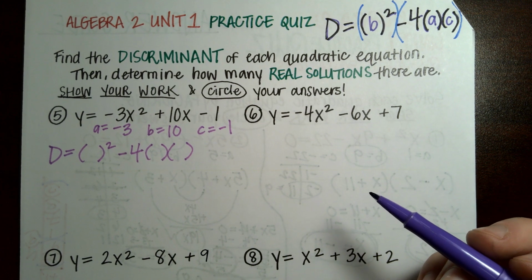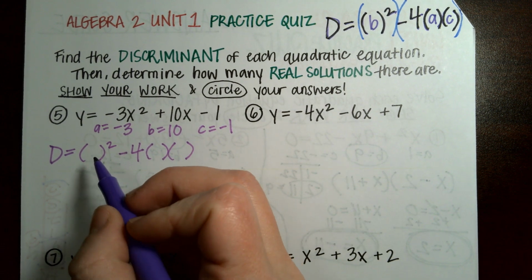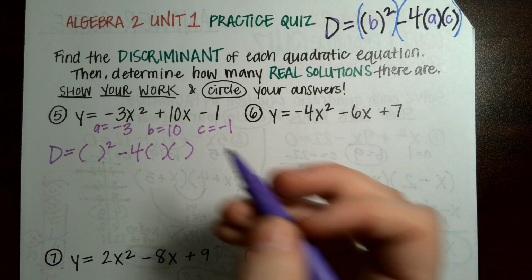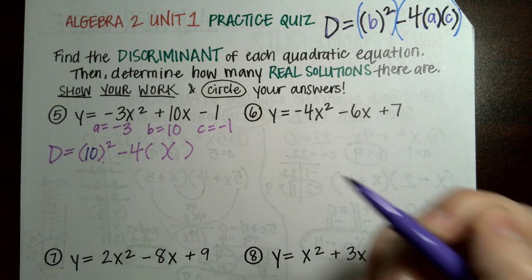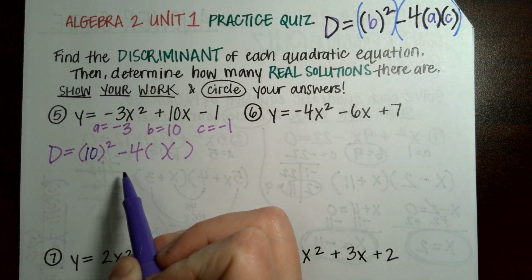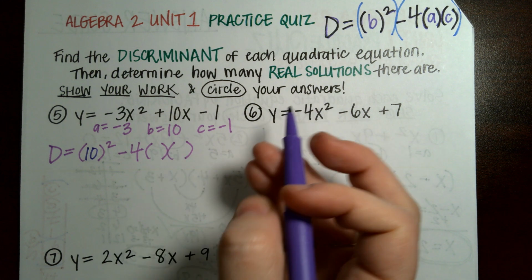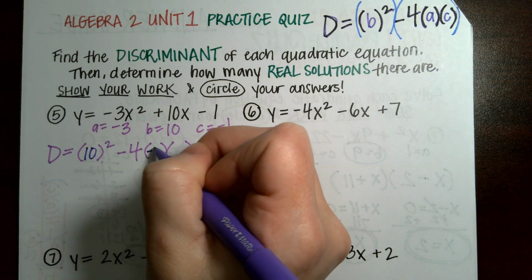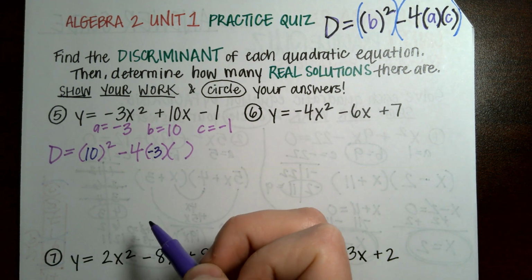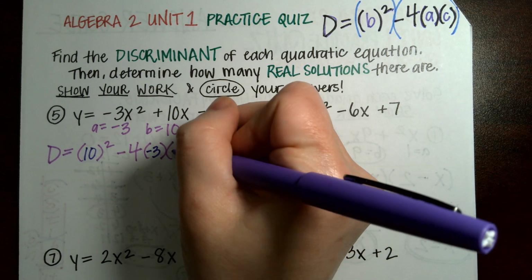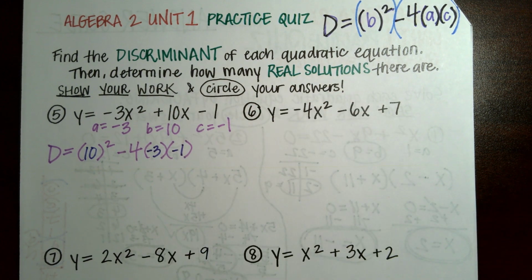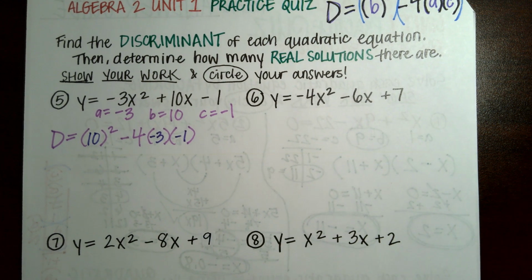All right, what goes in our first parentheses here? 10, that's our B. Then it's -4 times A, what's A? Good, -3 times C, which is -1. Perfect. Okay, so we've got it ready.